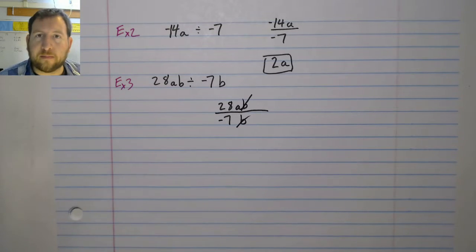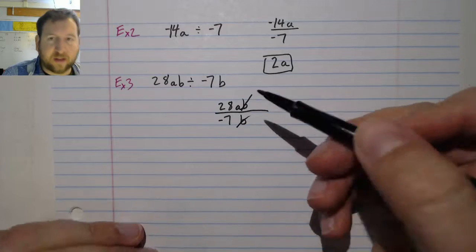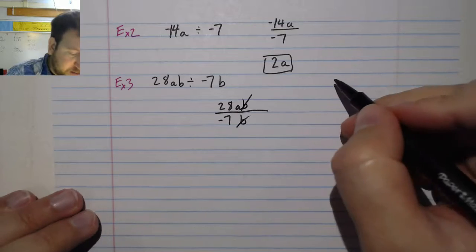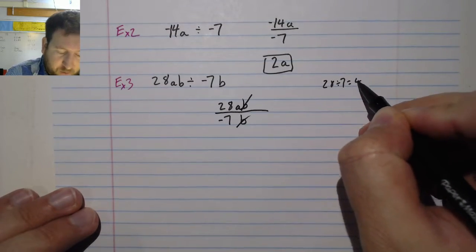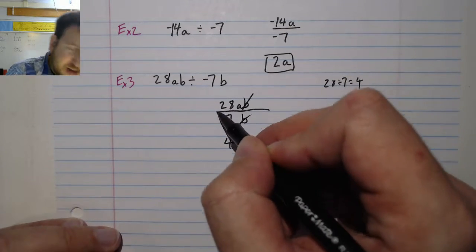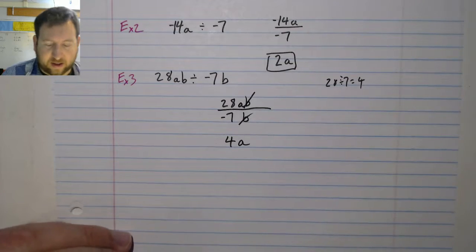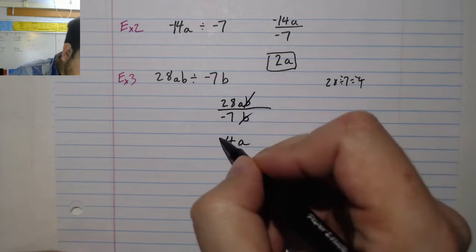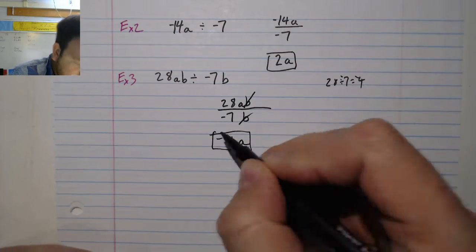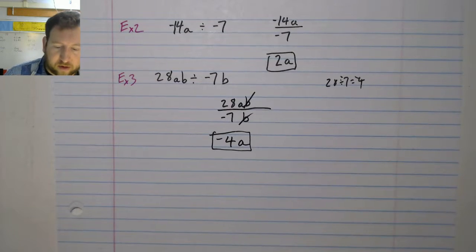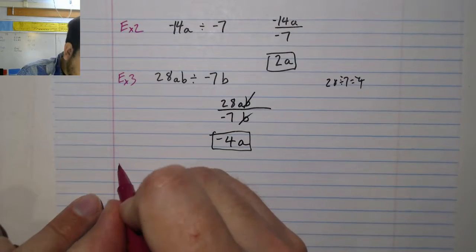And now I can see that the numbers that are key here are 28 divided by 7. And I should know 28 divided by 7 is 4. So I know that I'm going to have 4a, but I have a negative here. So I should have written negative 4, because positive divided by a negative is negative. So I have a negative 4a for my answer. Simplified. Much, much nicer than it was before. If you feel like you get it, go ahead and go on. I have one more example if you'd like to see it.